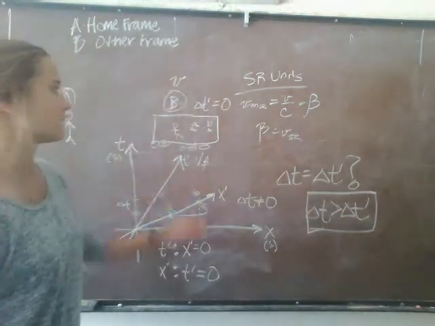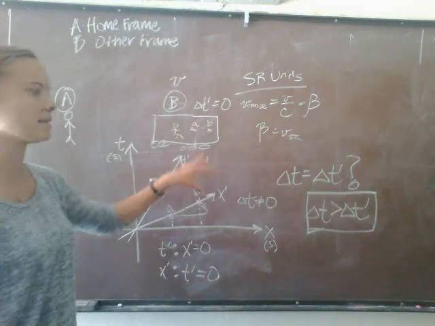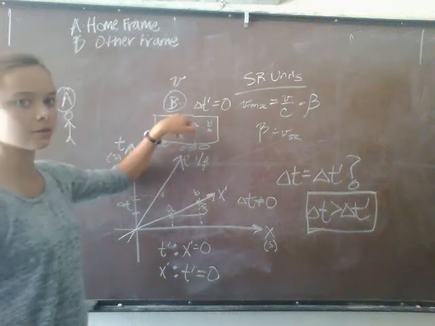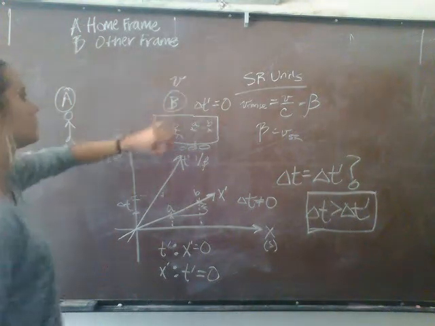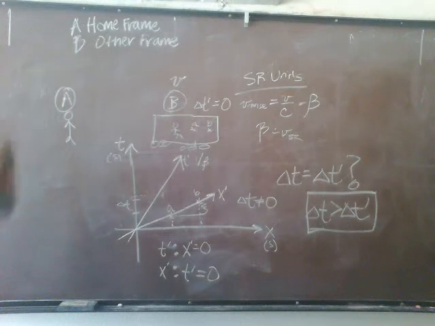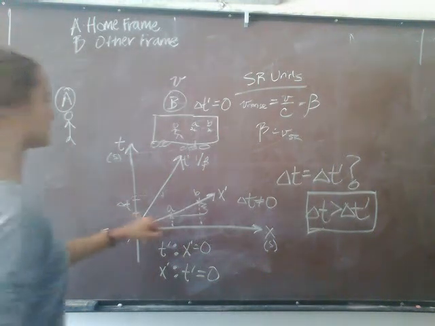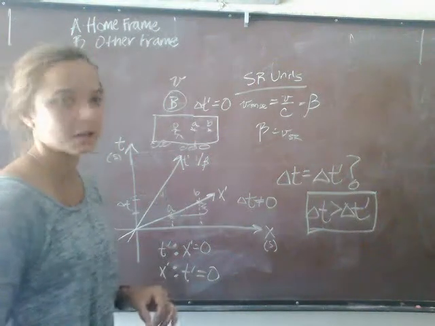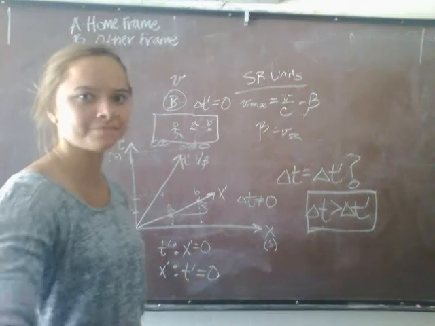So an event that happens at the same time in the same universe is seen differently from one reference frame, the other frame, than from another reference frame, which is the home frame. This person sees A occurring before B. This person sees A and B happening at the same time. Very weird, but true.